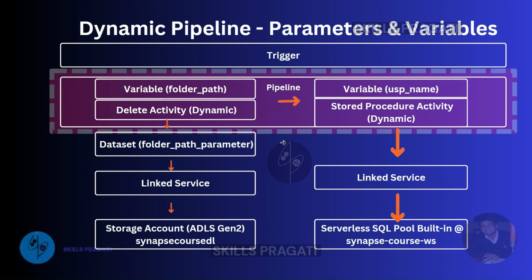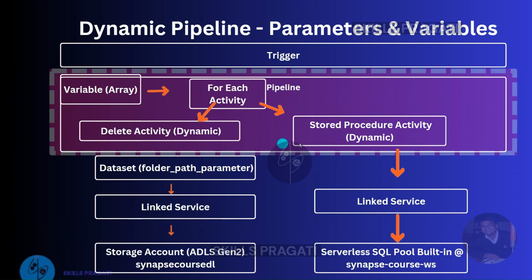Pipelines also offer variables of type array. They can use that instead of the string variables that we used in the previous lesson. Within the array, we can hold all of the folder paths and the corresponding stored procedure names for the files. We can then use an activity called the forEach activity to iterate over the array and call the delete and the stored procedure activity for each iteration, and also pass the folder path and the stored procedure name for each instance of the array, with this one pipeline processing all of the files.